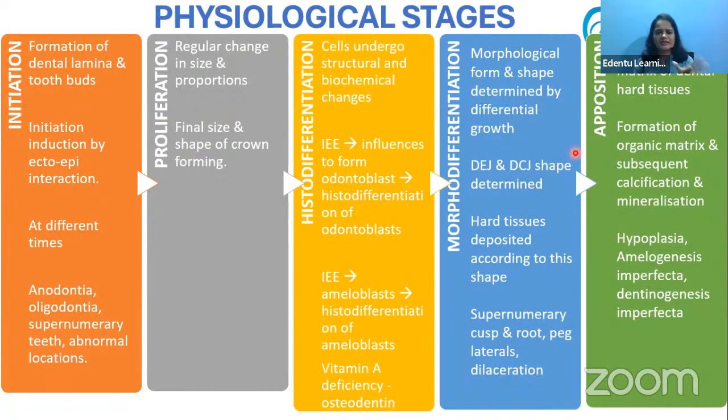Any defect during this stage will result in hypoplasia or defects like amelogenesis imperfecta and dentinogenesis imperfecta, which you will study in detail in your third year. These happen because of apposition defects. So these are the five physiological stages of tooth development and the clinical implications of each stage: if one stage is defective, then what happens is mainly seen here.